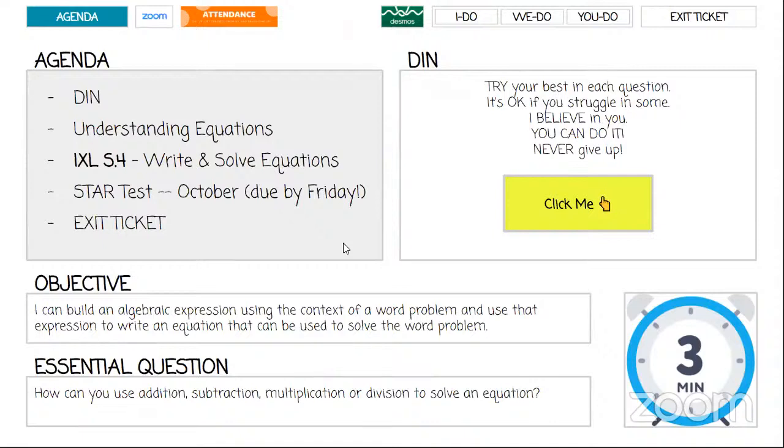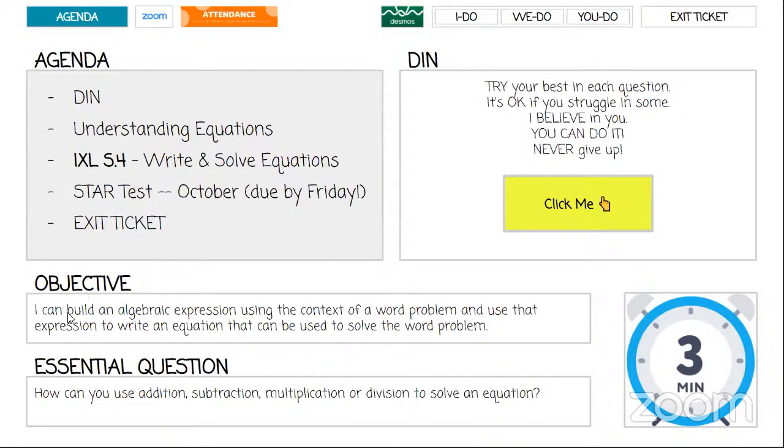About expressions. Now we're going to start talking about equations. It's just the introduction today, understanding equations. There is one IXL, so we're going to do half of them together, and I'll ask you to finish up later. This week is STAR test week, so it's for October, and will be due by Friday.